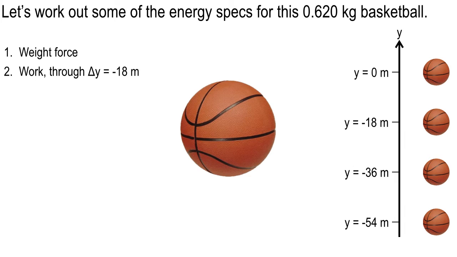Delta y equals negative 18 meters. And the negative sign means that it's going downward. So you could think of this symbol delta y as being a little vector. It's called a displacement vector. Then we're going to calculate the corresponding change in the kinetic energy for one of these segments.